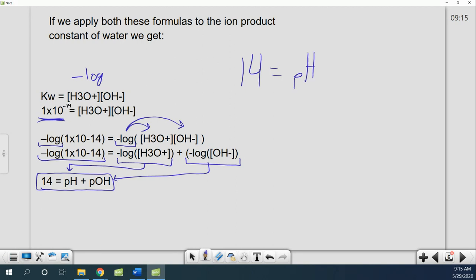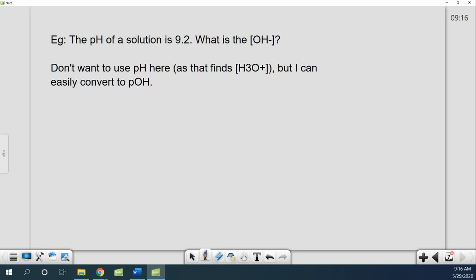And so I get this nice easy formula. 14 is pH plus pOH. So if I say, hey, the pH of this is 10, that means the pOH has to be 4. They always have to add to 14. If the pH is 7, the pOH is 7. They're the same. They always have to add to 14. And so this makes things real easy for us.